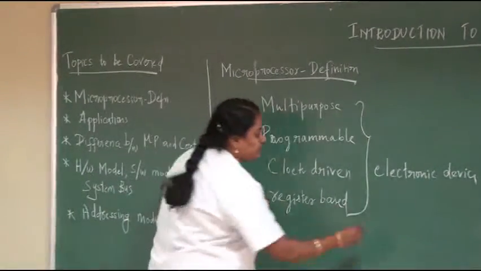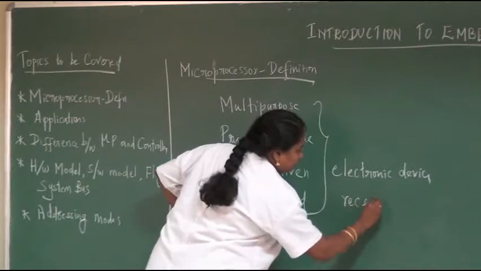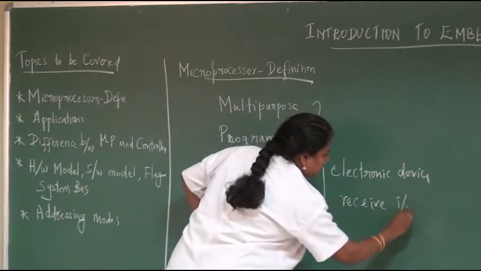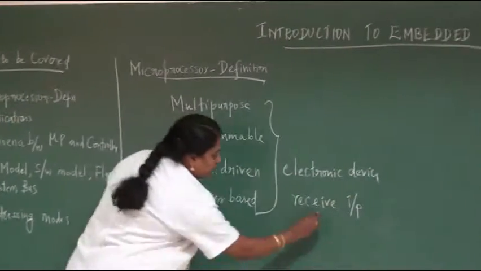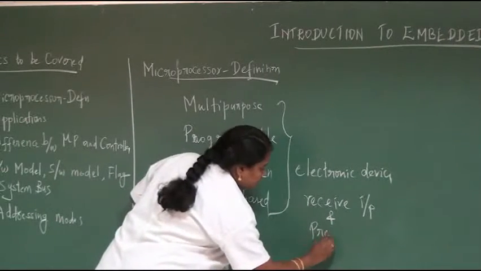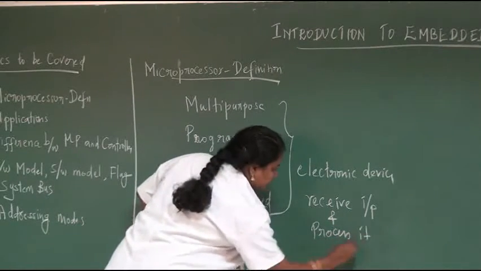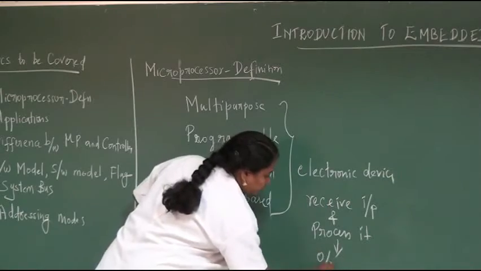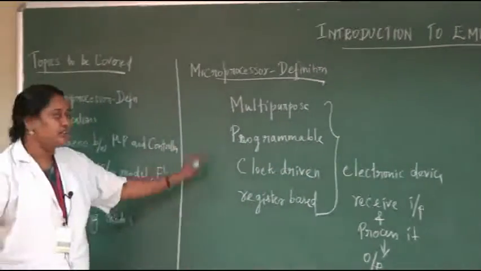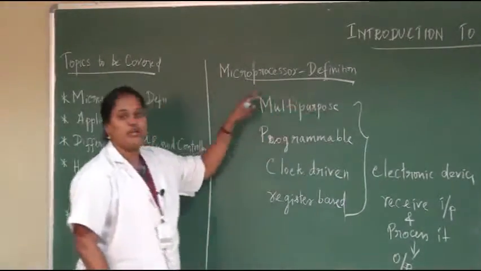So the definition of a microprocessor is: a microprocessor is a multi-purpose programmable clock driven register based electronic device which is going to receive input from input devices, process it and send output to output devices. This is the definition. And what are the examples for a microprocessor?